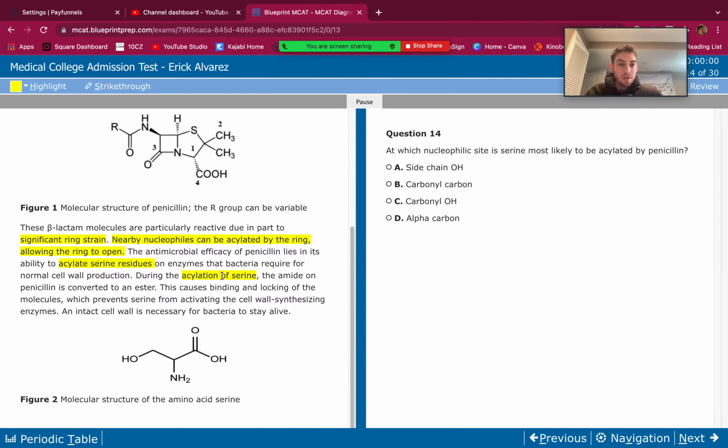Okay, now I already know what's going on here. I read this and I know what's going on here. Serine has an OH group. You should know that. Here they give you the structure of serine. So serine's OH group is going to go attack. It's going to open the ring, and that's going to be locked down. Because it's locked down, that's going to stop the bacteria from creating its cell wall. And if the bacteria is stopped from creating its cell wall, the bacteria is going to die. That is how the antibiotic works.